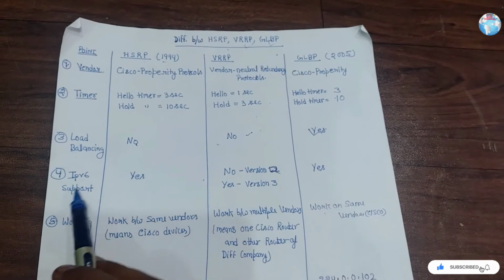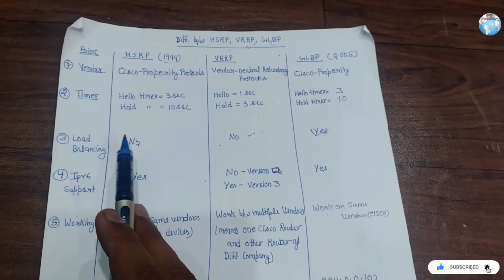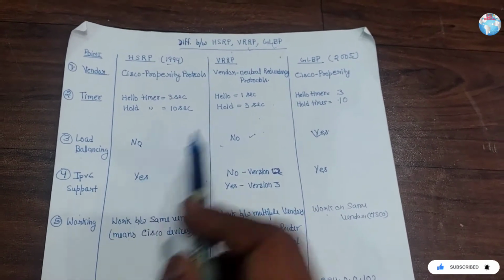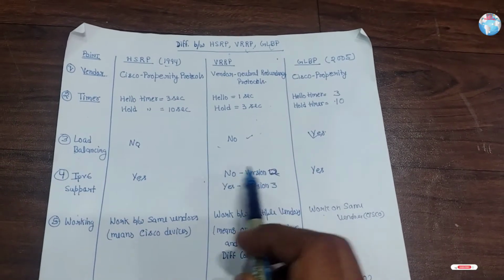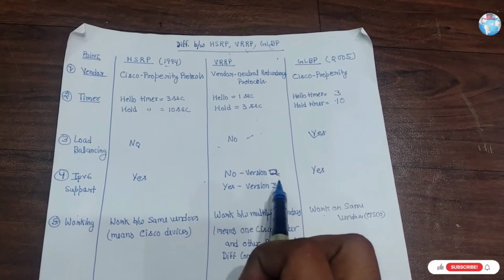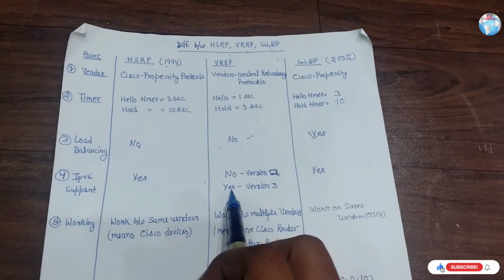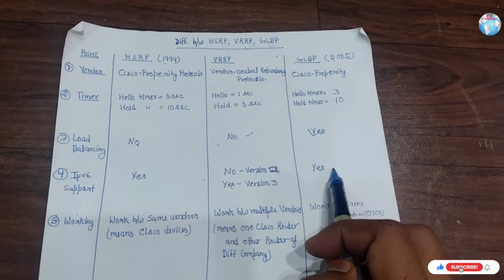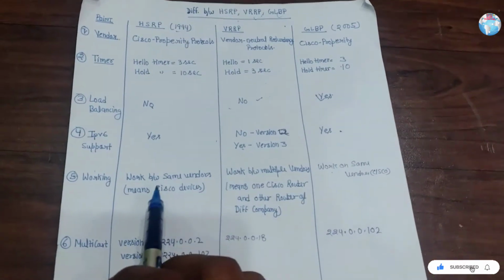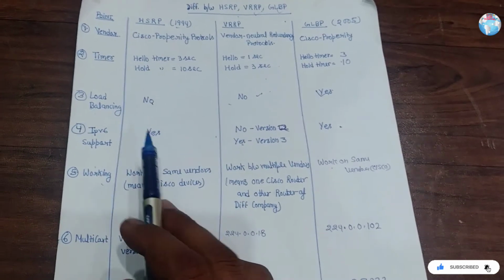Fourth difference is IPv6 support. HSRP supports IPv6, but VRRP version 2 does not support IPv6, version 3 supports IPv6. GLBP supports IPv6.